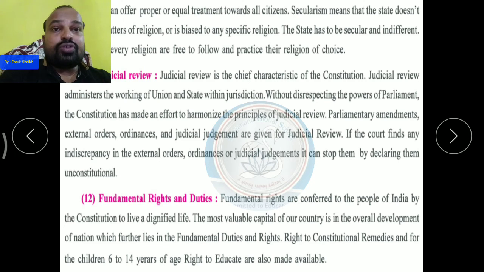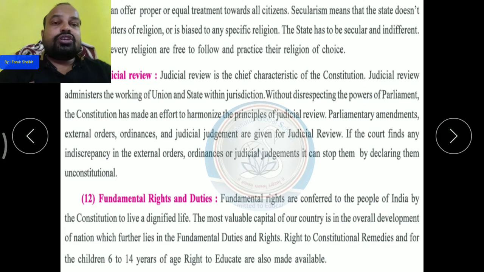सबसे पहले हमें हमारी ड्यूटीज भी अच्छी तरह से निभानी है, and then we have to enjoy our rights. The right to constitutional remedies is available, and for children aged 6 to 14 years, the right to education is also made available. For children aged 6 to 14 there is compulsory and free education, called the right to education. It is our fundamental right. And parents sending their child to school is their duty. So both are duties and rights.